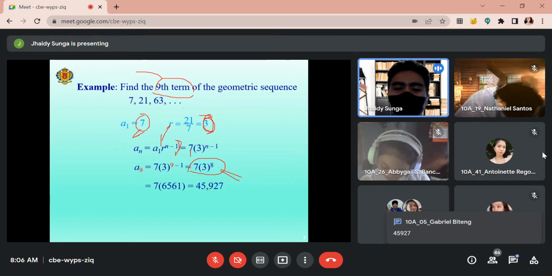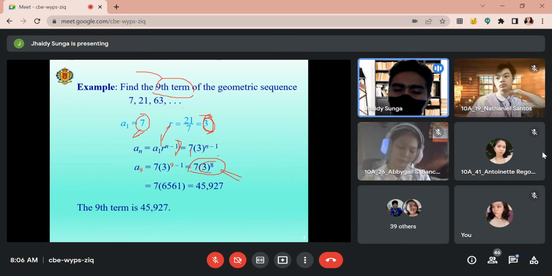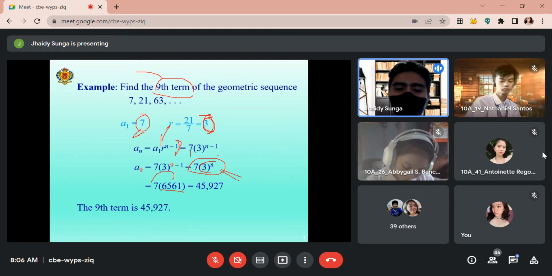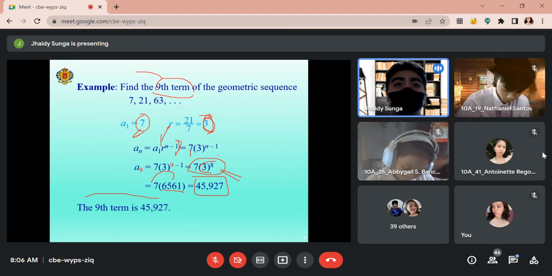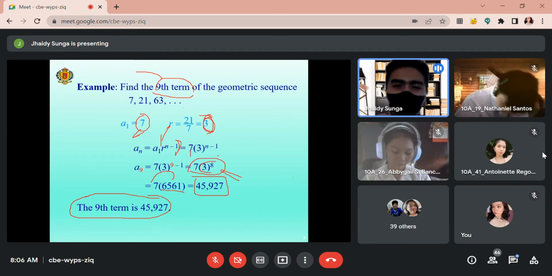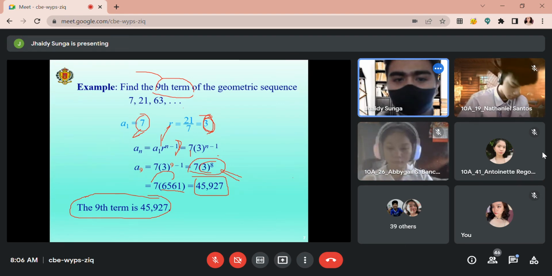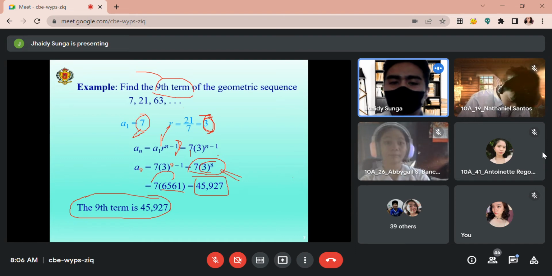So we now have transposed this one. So 3 raised to 8, or 3 to the power of 8, is 6,561. Then we multiply it by 7. Then now we have 45,927. Alright. So our ninth term is none other than 45,927. So did you follow the flow on how we deal with finding the nth term?